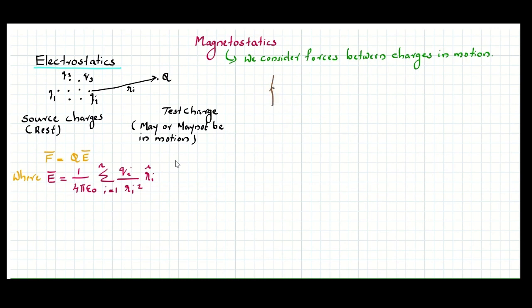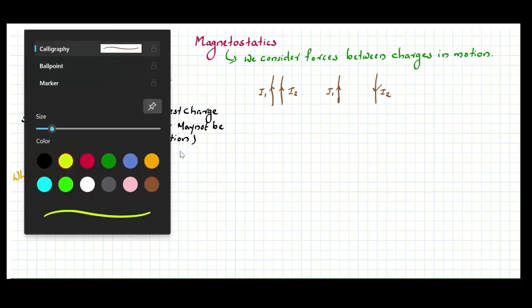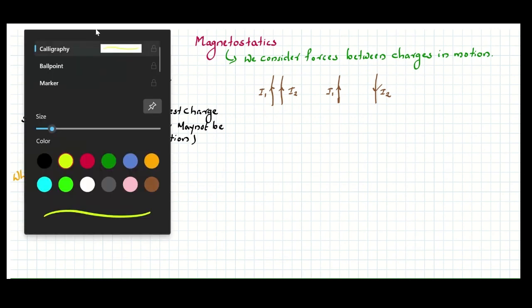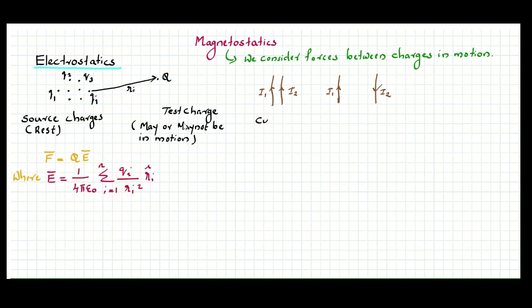Now, to discuss the forces between current carrying conductors, let us consider two cases. In the first figure, there are two conductors in which the currents are in the same direction, whereas in the second figure, the currents are in the opposite direction. Let the current in the first conductor be I1 and in the second conductor be I2.